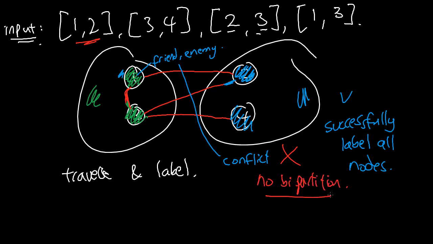So no bipartition is possible when we detect this type of conflict, where it's already labeled one color, but we want to label it a different color. Okay, so let's go about trying to solve this question.